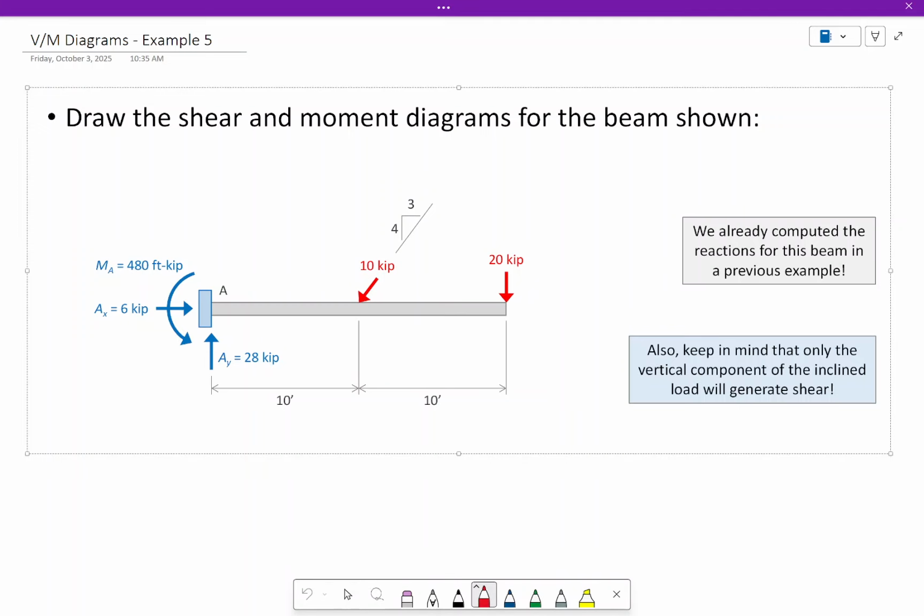One thing I will remind everybody: we do have an inclined load. I did sort of sneak that one on here a little bit. Let's talk about that. Let's split this inclined load up into X and Y components. What's the Y component? And what's the X component? This is a 10 kip load at a 3 to 4 slope ratio, 3, 4, 5. 8 kips is the vertical, and the horizontal is 6.